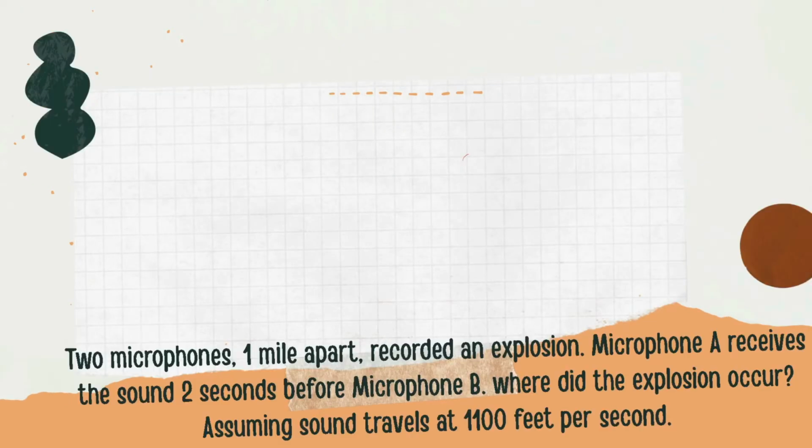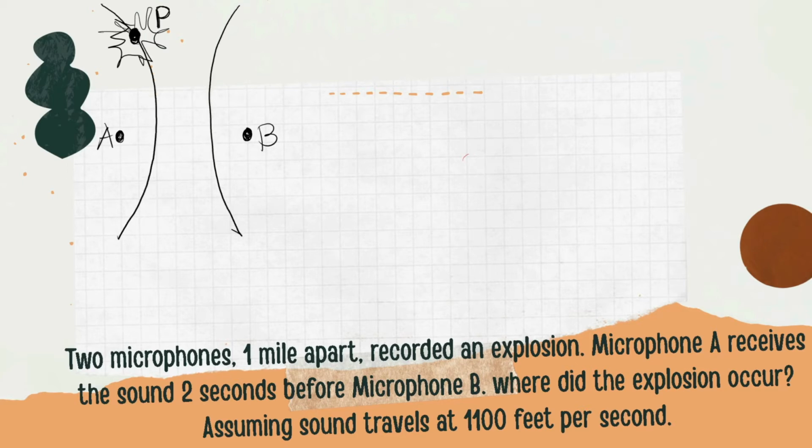According to the problem, we have microphones A and B which are 1 mile apart. Let's say point A and point B are foci 1 and foci 2. Microphone A receives the sound 2 seconds before microphone B, meaning A is closer to the explosion compared to B. Let's say this is the explosion, and we denote it as point P. Let's say it is one of the points on our hyperbola. So we have foci, points A and B.